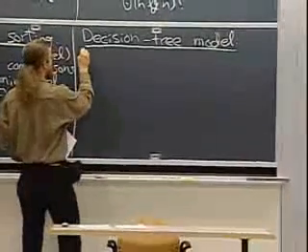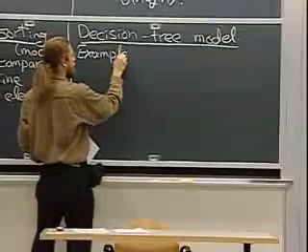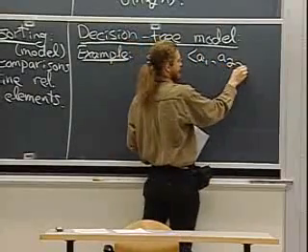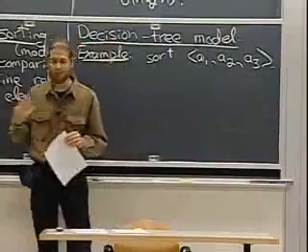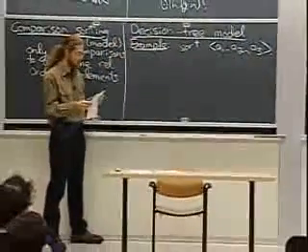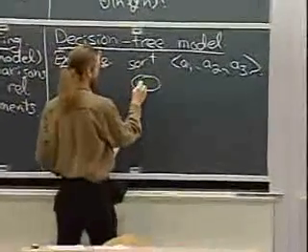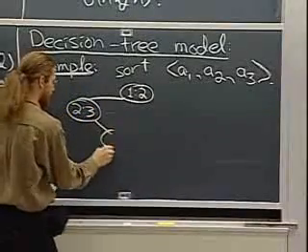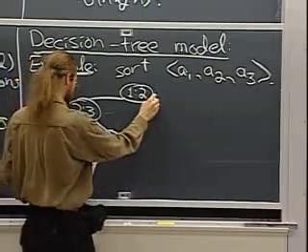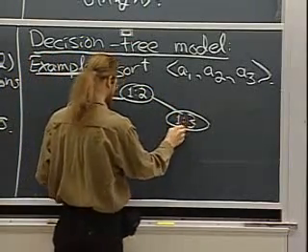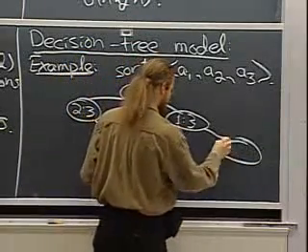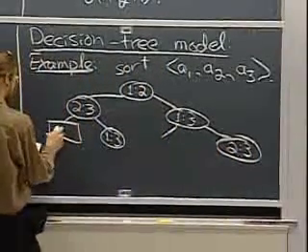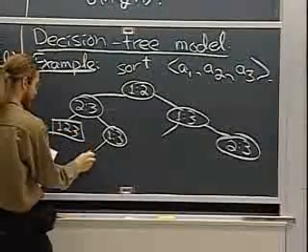And let's try an example, get some intuition. So suppose we want to sort three elements. This is not very challenging, but we'll get to draw the decision tree that corresponds to sorting three elements. Okay, here is one solution, I claim. This is, in a certain sense, an algorithm, but it's drawn as a tree instead of pseudocode.